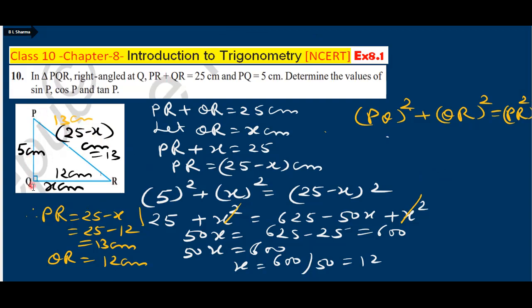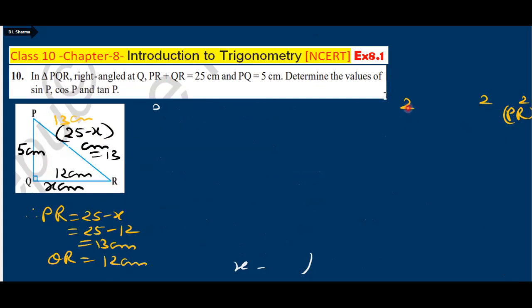PR is 5 centimeter, QR is 12 centimeter and PR is 13 centimeter. I'll have to remove this, मुझे ये remove करना होगा because I don't have enough space here. Now we need sin P, cos P and tan P.